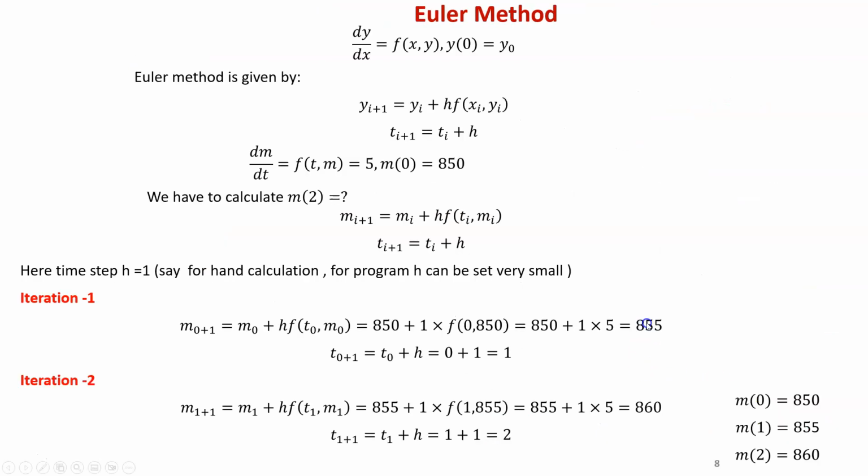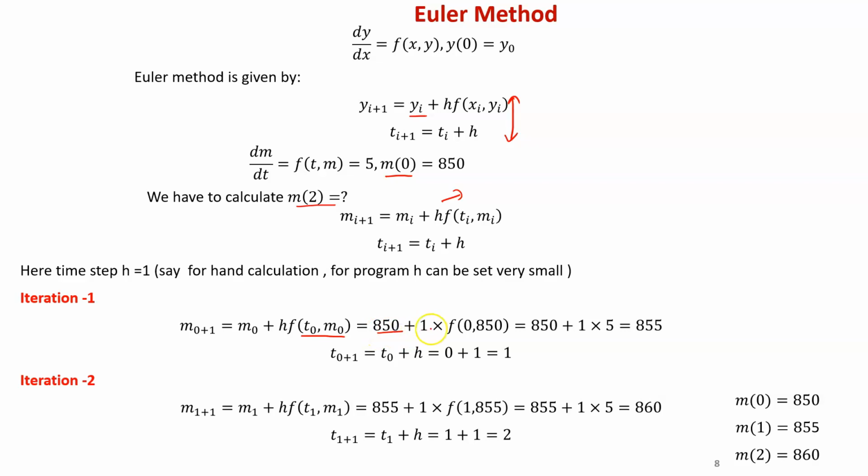Now if we go to the Euler method, we know that y_(i+1) is equal to yi plus h f(xi, yi), and t_(i+1) is equal to ti plus h. So it is simpler than the RK4 method. Now we know m0, the initial condition, 850. Now we have to calculate m at t equal to 1. Again h is taken as 1, and then we can calculate. So m1 will be m0 plus h into f of t0, m0. Now t0, m0 means what?